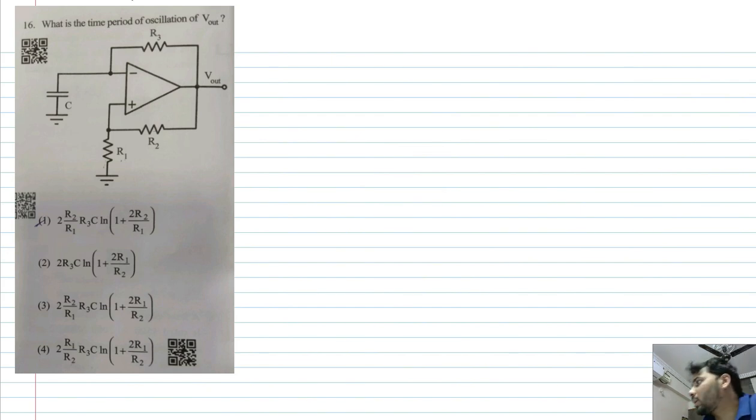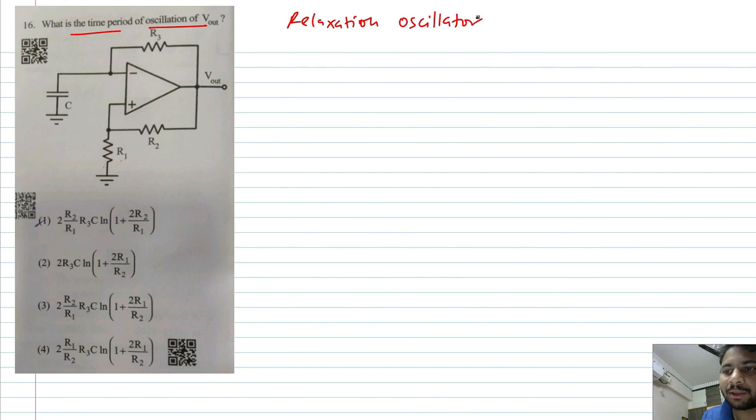Look at the third question. What is the time period of oscillation of V out? First of all, the given circuit is the very popular relaxation oscillator, which is based on the Schmitt trigger along with an RC circuit where the capacitor will get exponentially charged and discharged between the two trip points of the Schmitt trigger. So what are the two trip points of the Schmitt trigger?